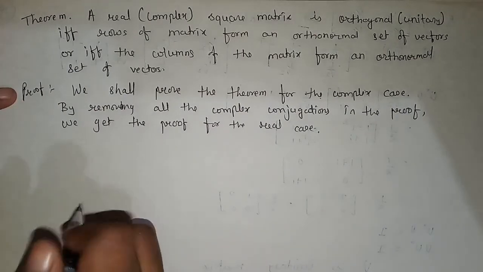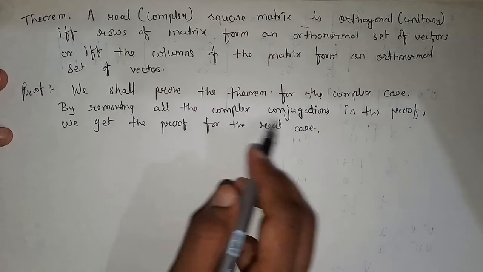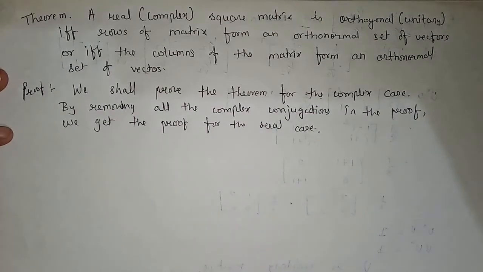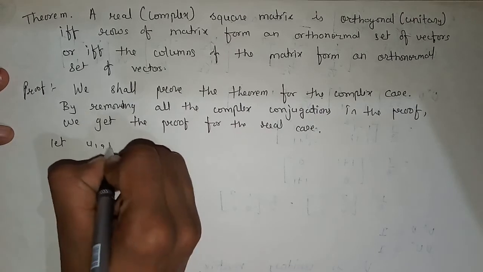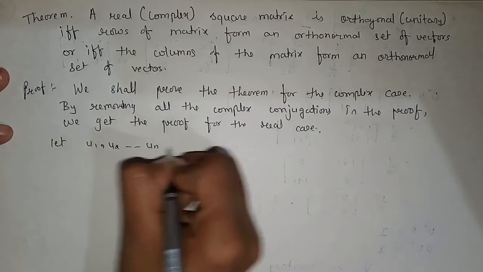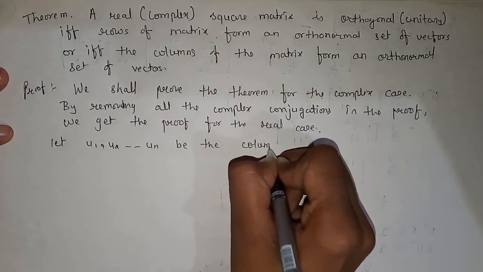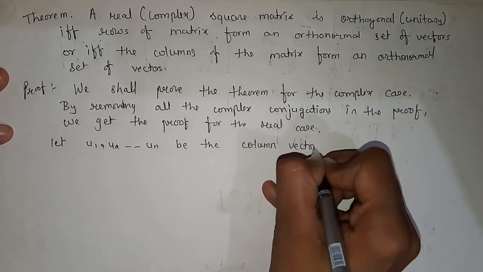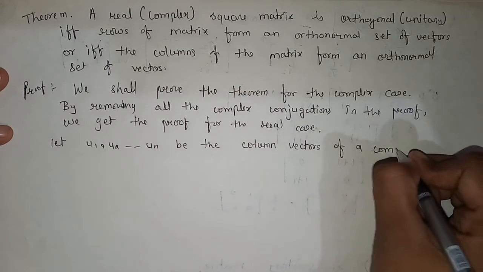So for this theorem we will prove for the complex case, and after removing all the complex conjugate terms we will get the proof for real case. Now let u1, u2 up to un be the column vectors of a complex square matrix V.